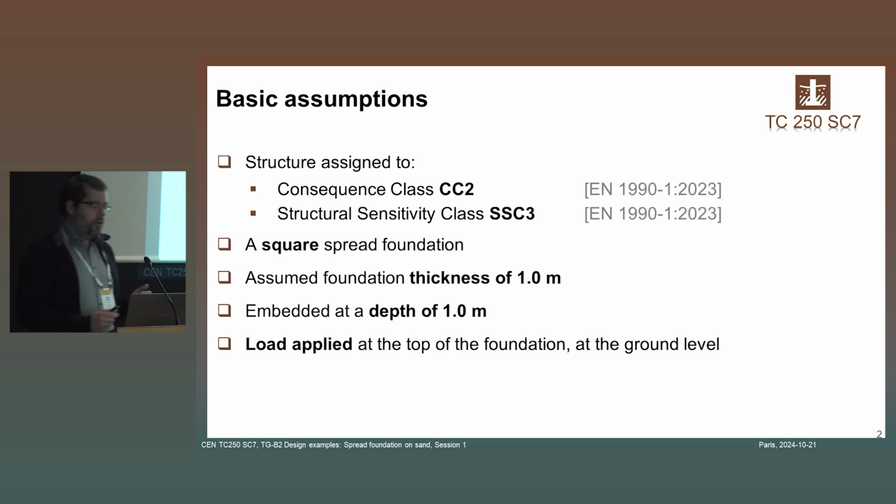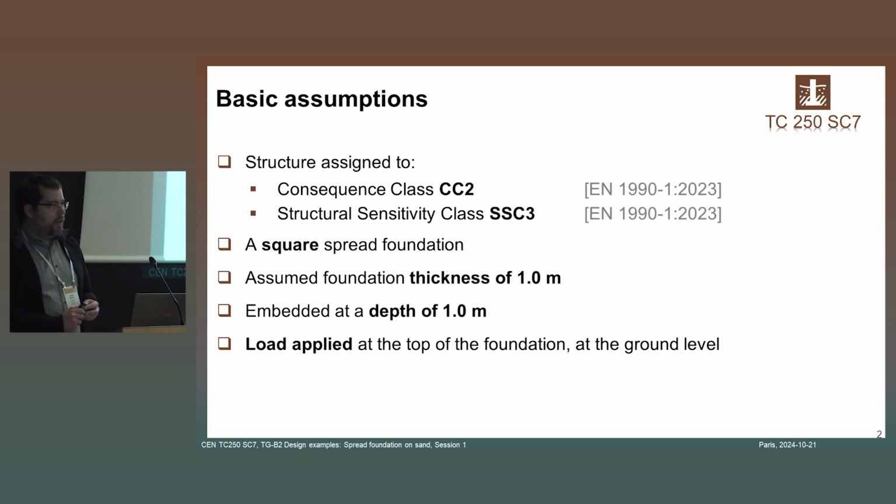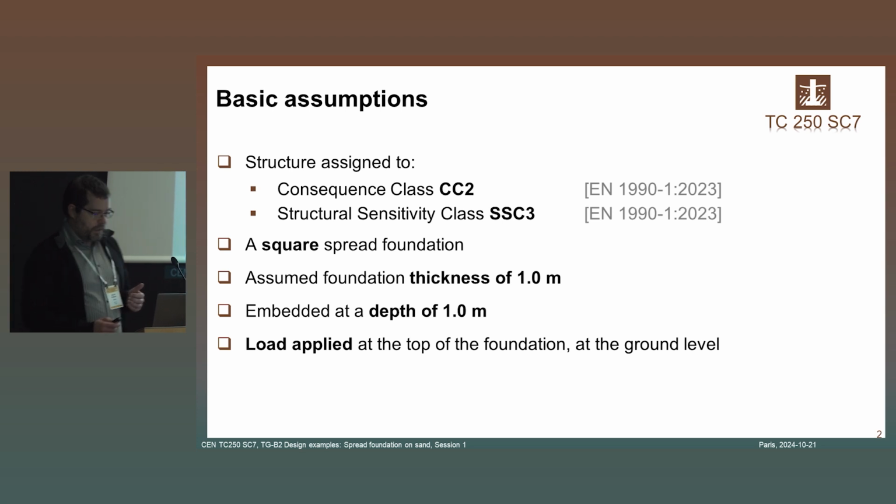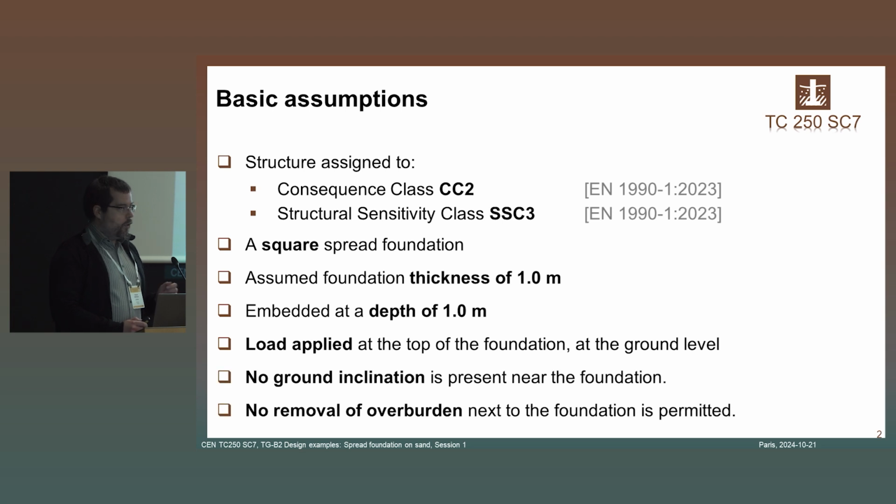So, in the example, we assume that the foundation is a simple square footing. We assume a thickness of 1 meter, and that it's embedded at a depth of 1 meter as well, and the load is applied at the top of the foundation, so it's basically at ground level. Of course, to that we need to add the self-weight of the foundation. No ground inclination is considered in this example, and no removal of overburden next to the foundation is permitted, which means that we can consider that factor contributing to bearing capacity.